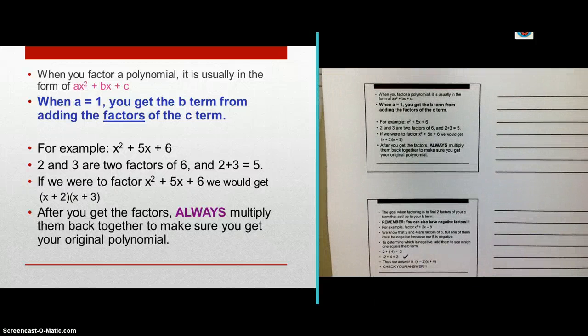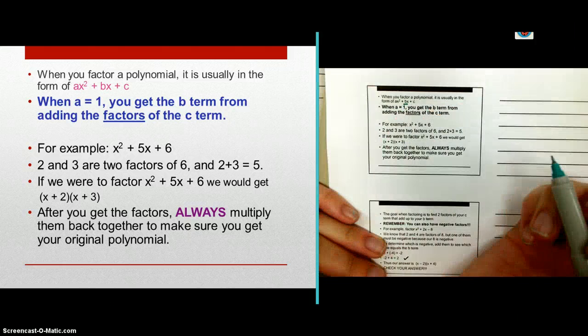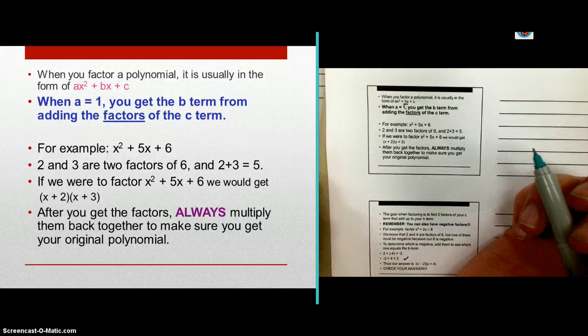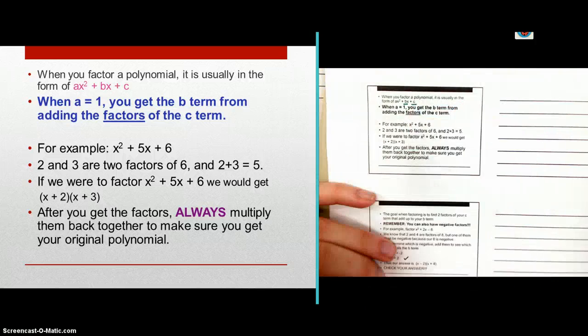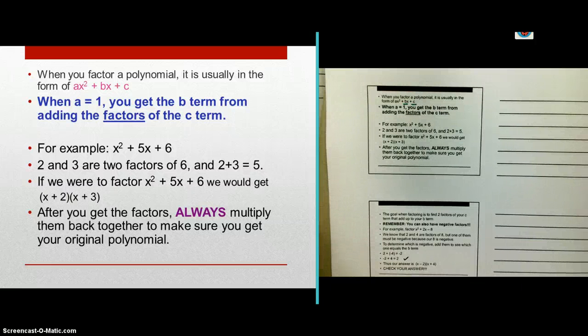When you factor a polynomial, it usually is in the form of ax squared plus bx plus c. Most of the time we'll be dealing with a equal to 1, especially in this lesson, but eventually we will get to a greater than 1. For now, when a equals 1, you get the b term, which is the middle term, from adding the factors of your c term. So you're going to factor your c term and pick two factors that when added together give you your b term. That's what we're trying to do here.